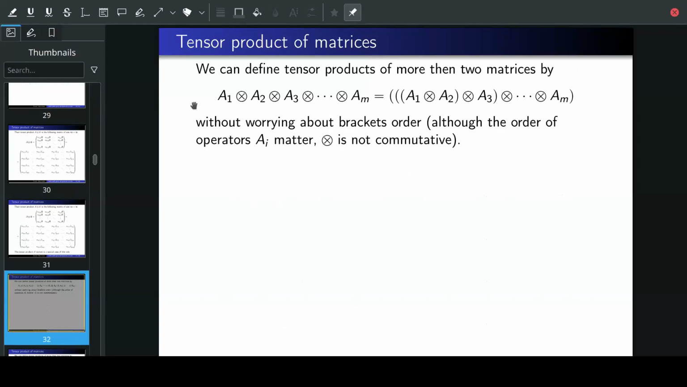We also can define tensor products of more than two matrices simply by sequential application, right? So we compute the tensor product of these two matrices, then the tensor product with the third matrix, and so on. And when we calculate it, we don't have to worry about the brackets order. So this means that the tensor product is actually an associative operation. But the tensor product is not a commutative operation, so the actual order of these matrices matters. So we can't just permute the matrices in general.